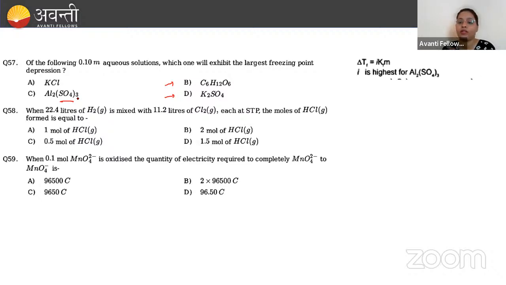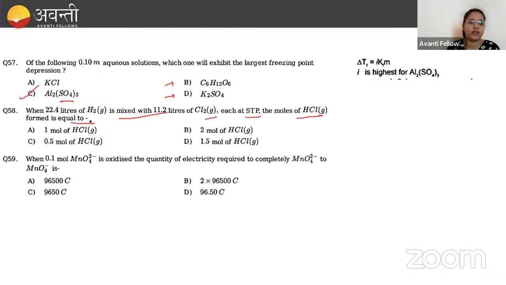So when we talk about our formula, delta Tf is equal to i Kf m. What is i? It is the number of ions present in the given solution. So for Al2(SO4)3, how many ions are present? Actually 2 Al3 plus and 3 SO4 2 minus are present, so the total i value is 5. But for the other molecules, the i value is not that much, and that's why your answer will be option C. Okay, yeah.